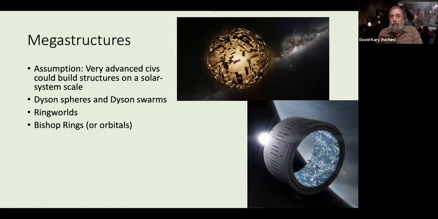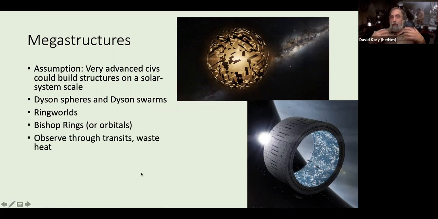These are certainly imaginable structures that a civilization that's around long enough might very well decide to do. Okay, so how do you find these things? Well, you can observe them a couple of ways. First of all, you can observe them through transits, things like ring worlds or Bishop rings. As they pass in front of their stars, they actually block a significant amount of starlight. And since we're already searching for planets this way, that's definitely one that you could find easily.